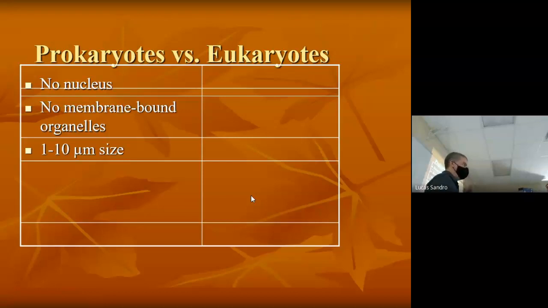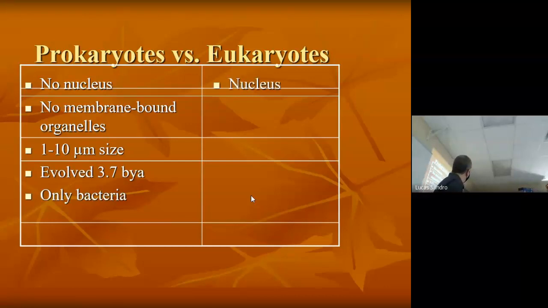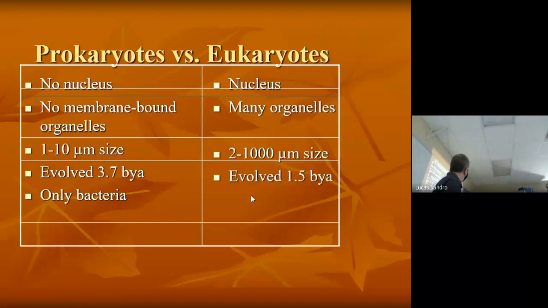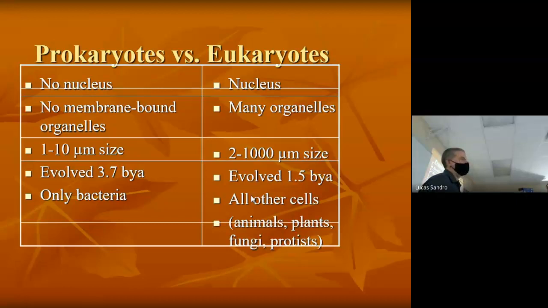They're littler, and a micrometer is 1/1,000,000th of a meter, and that is the Greek letter mu. They were the first cells, and they're only bacteria. Eukaryotes, on the other hand, like you, have a nucleus. They have the organelles that we're about to study. They're bigger. They're older. They came around more recently, and it's everybody else. So animals, plants, fungi, and protists.